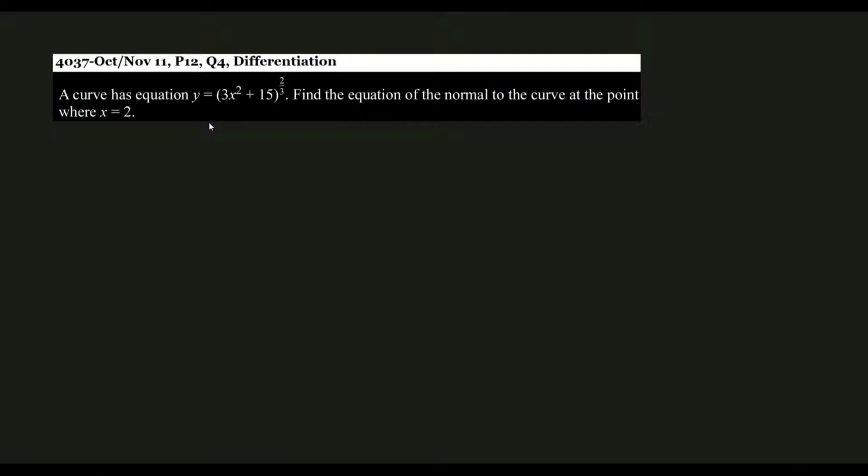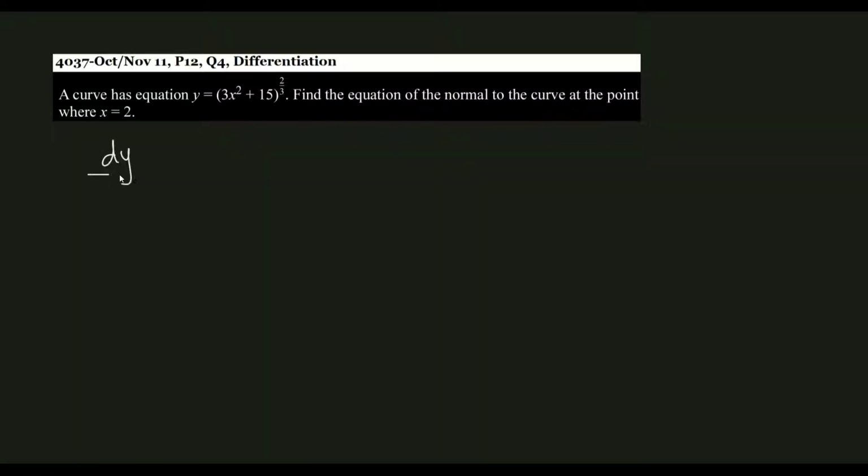We are solving a question of differentiation. A curve has equation y equals (3x² + 15)^(2/3). Find the equation of the normal to the curve at the point where x equals 2. Now, in order to find the equation of the normal, first we'll have to find the gradient of the tangent. And in order to do that, we'll have to differentiate the equation of the curve. So let's first differentiate it.